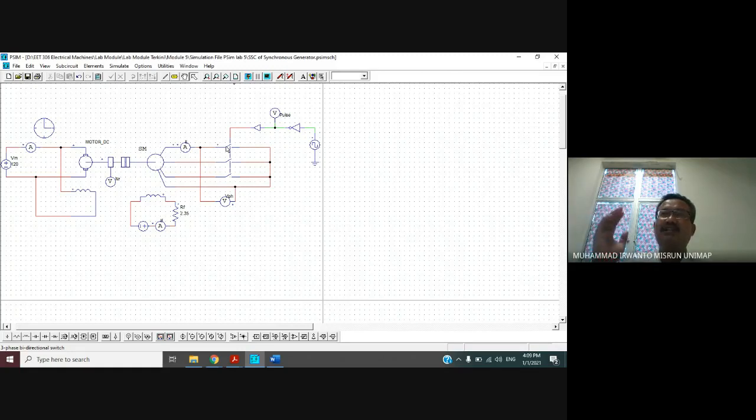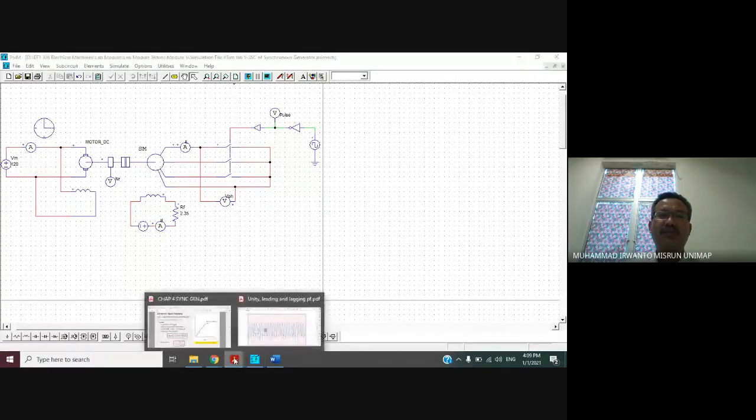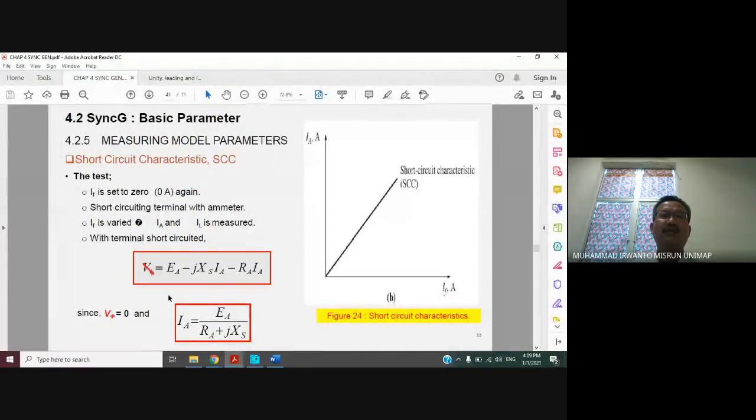When in the short circuit condition, remember the phase voltage becomes zero, no voltage, but the current becomes higher. So the short circuit current is the value of IA. From the short circuit current, we will obtain the value of IA, and the phase voltage is zero here. IA is obtained. Now, by using the formulation here, with phase voltage zero.